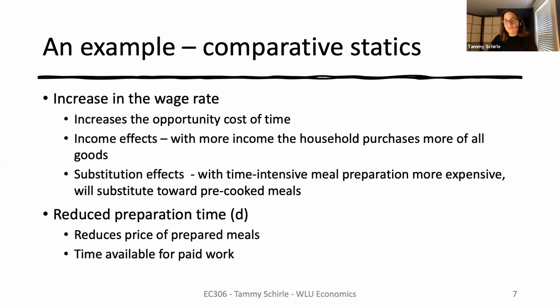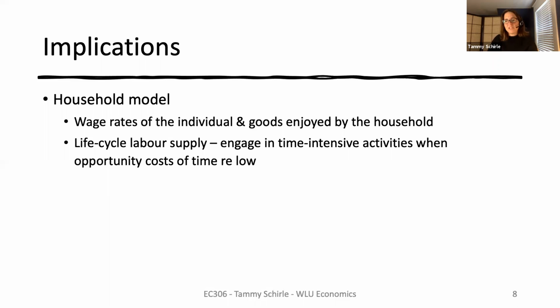We can also consider technology that reduces the time required to prepare meals, D. This reduces the price of home-cooked meals, which could result in greater consumption of home-cooked meals, but it also frees up time for paid work in the labor market. This type of model has often been used to think about the labor supply of women, because women have traditionally been more involved in home production activities than men.